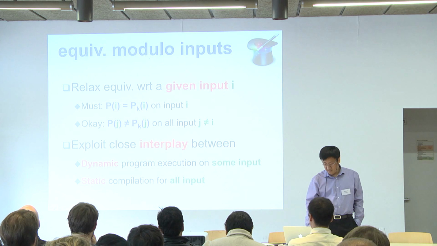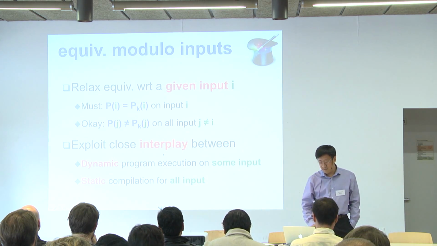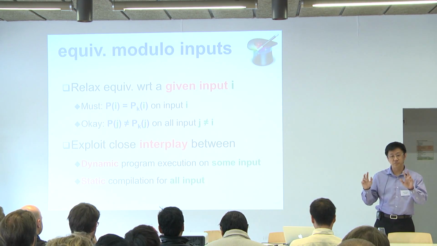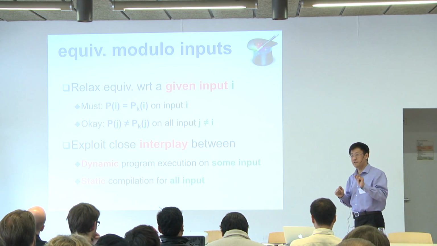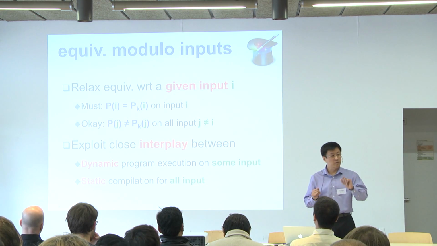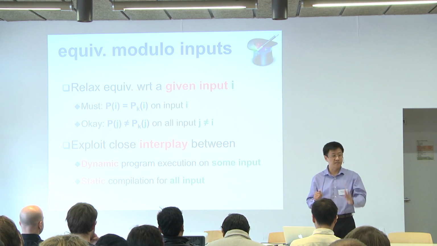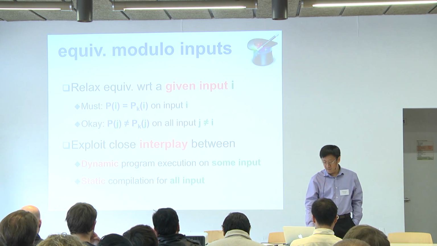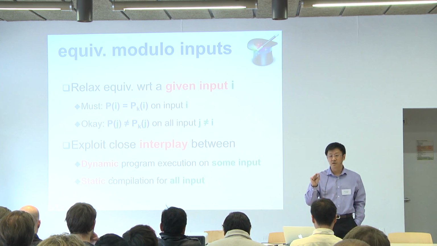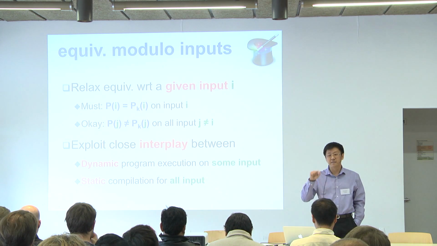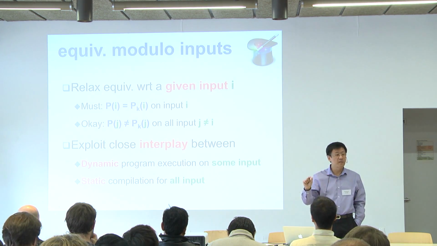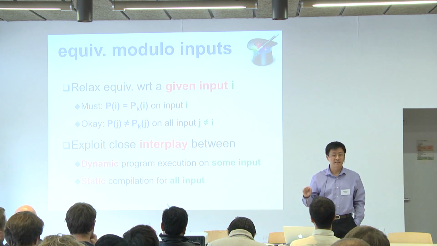The insight is that we're exploiting the interplay between two things. One is, given a program and an input, we can run the program on this input. It's dynamic execution, so it's easy to know its behavior. The other is that the compiler doesn't know that we only care about compiling your program for this input I. It tries to compile your program correctly for all possible inputs. That's much harder.